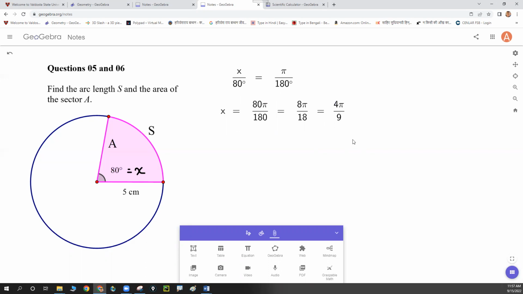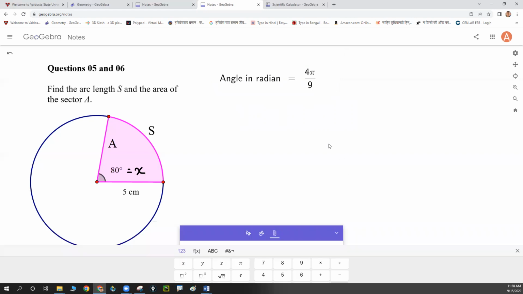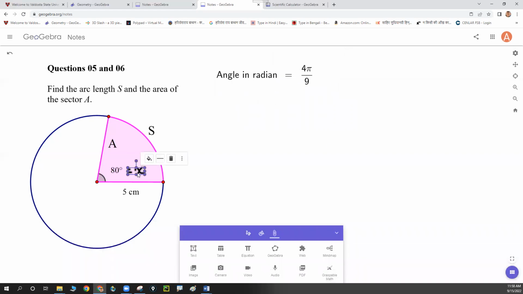That even sounds reasonable, right? It's about half of pi. That's what you expect. I don't need this, I'm going to hide this. And I'm going to say this is the angle in radian. Angle in radian. And you do need this, you want to keep this. The fact that it's 80 degrees is kind of not necessary anymore.